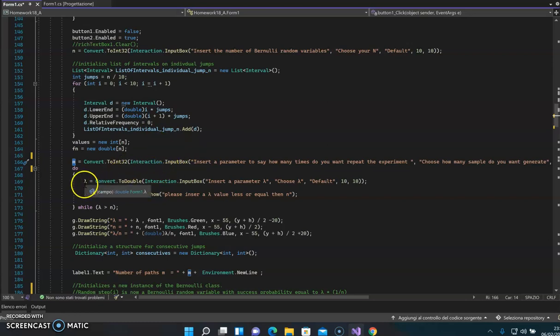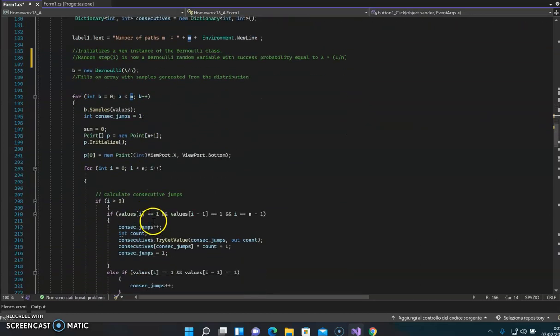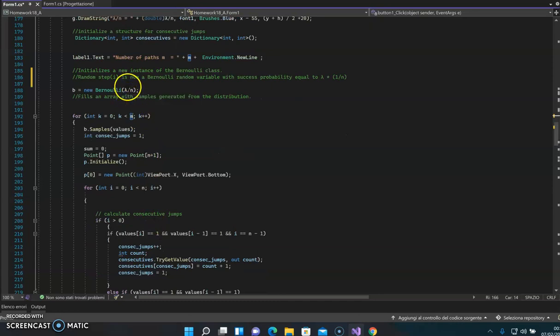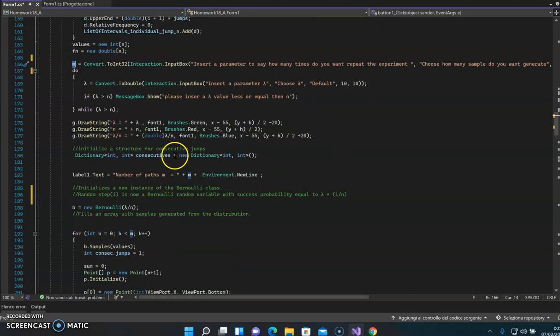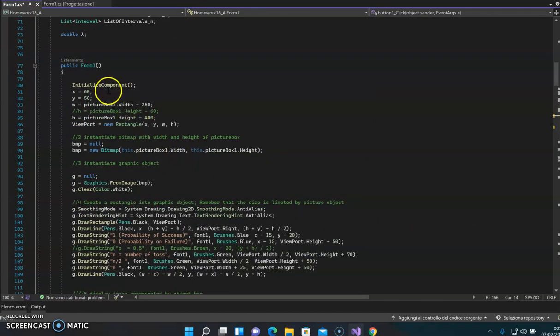In the same way, it is mandatory that lambda can't be greater than n. It's obvious, because it's very important that the parameter is between 0 and 1. So with lambda greater than n, this is not possible. So the exercise, the code, is very simple.